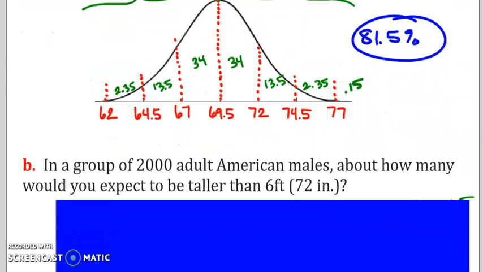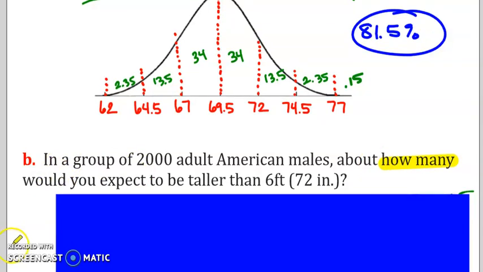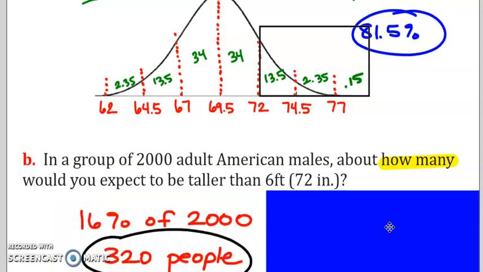Part two says, in a group of 2,000 adult Americans, how many, ooh, we have to be careful here. It says how many, not what percent, it says how many would you expect to be taller, so greater than 72 inches. So greater than 72, that would be this chunk over here. So 13.5% plus 2.35% plus 0.15%. I'm going to have to add all those together. When I do that, I would get 16% of the people.